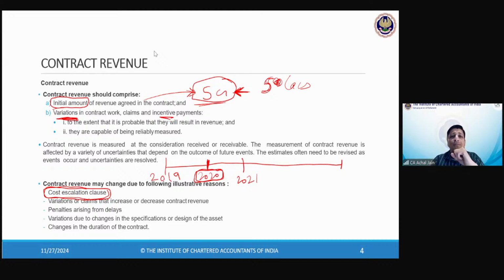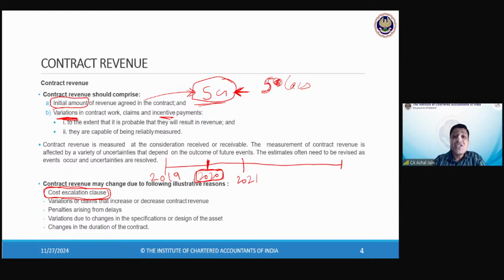Hardik says no one. Anurag says no one. Manvi says no one. Yes or no? Now, this delay is caused because of a factor which is beyond the control of the contractor as well as the customer. So both of them are not at any sort of fault. It's beyond their control, but the delay has happened.